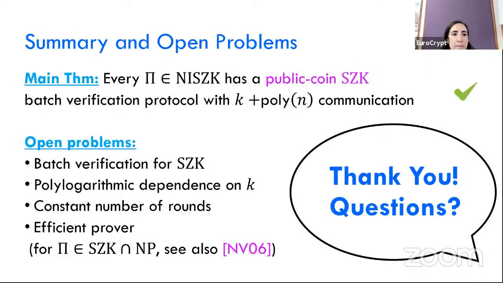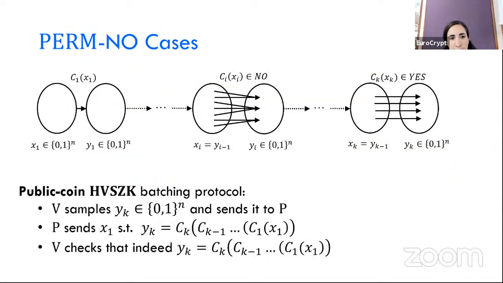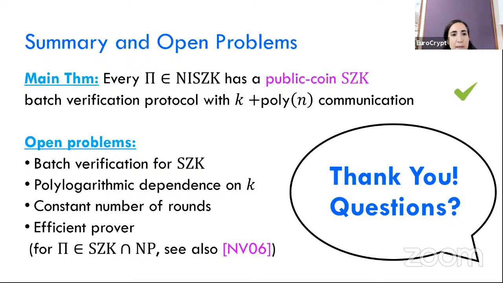So, yeah, that was the protocol for this problem. And we also have some open problems. We thought of batch verification for SDK, with polylogarithmic dependence on K, a constant number of rounds, and an efficient prover. So, yeah, that's all. Thank you.